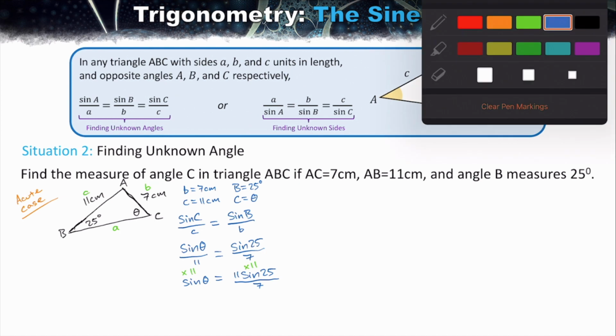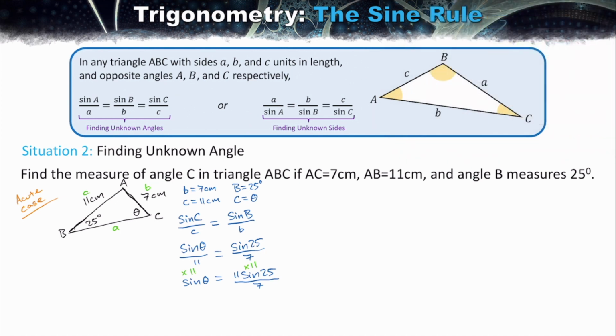But I don't want the sine of my angle. I do want just the angle itself. So the angle itself will be the sine inverse of whatever's on the other side, which will be 11 sine 25 over 7, like so. So that means my angle, when I plug it in, is going to be approximately 41.6 degrees. All right, and that there is how we find it if it's the acute case.